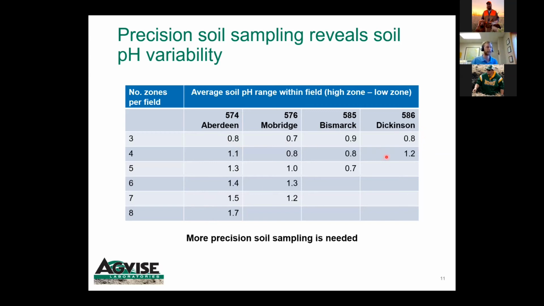If we go to the Dickinson area, there's not a lot of zone sampling beyond 3 or 4 zones. But the key part here is, even when we have a field with 4 zones, so if it's a 160 acre quarter, these are still 40 acre zones within that field, we're still at 1.2 pH units, which is quite a range within a field. And I bet if we had more detailed precision soil sampling in this area, we would see that pH range increase even further.